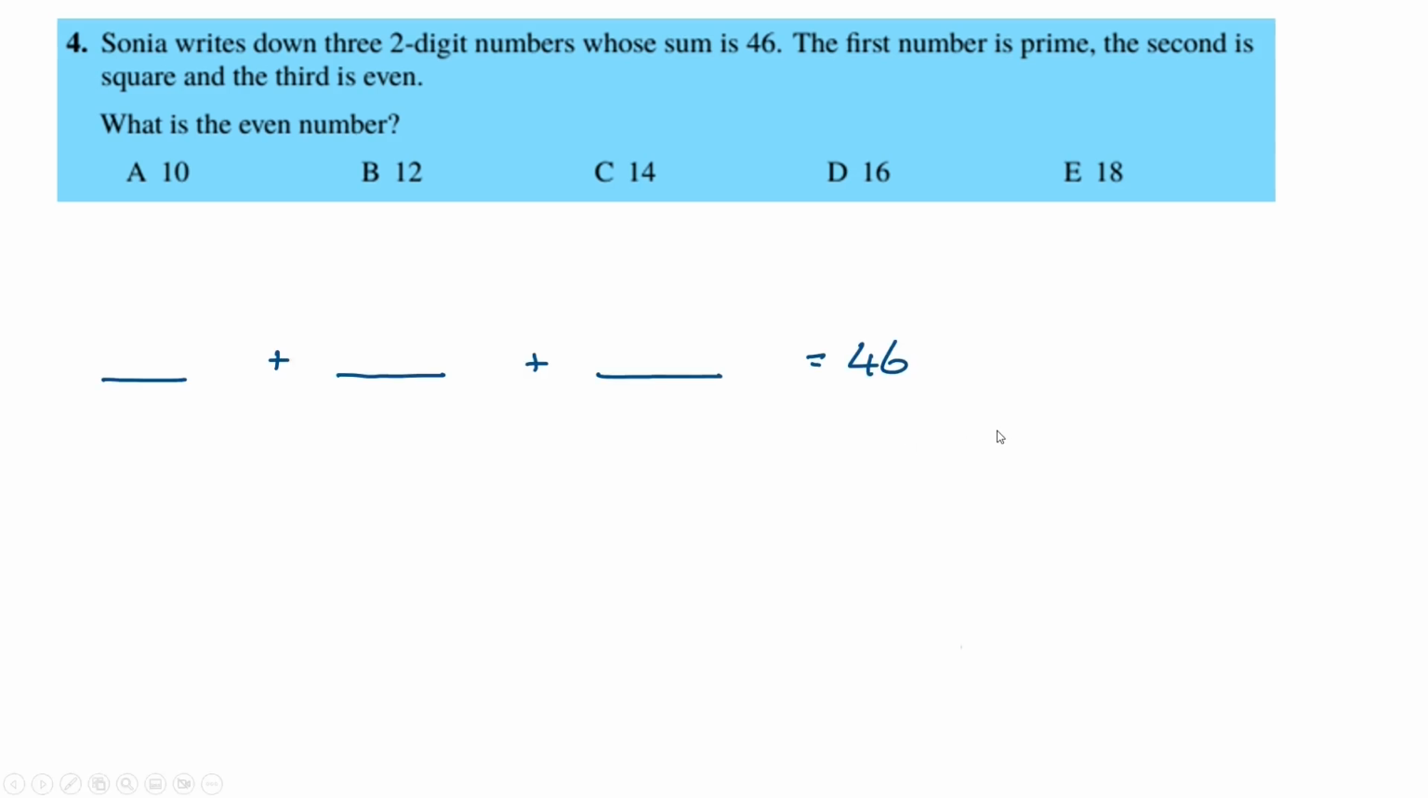So let's lay my question out. It tells me one's prime, one's square, one's even. Great. And then it says what's the even number? So I want this number over here. Well, of course, what I also know is 46 is even, and this number is even because it tells me in the question, so these two numbers must both be odd.